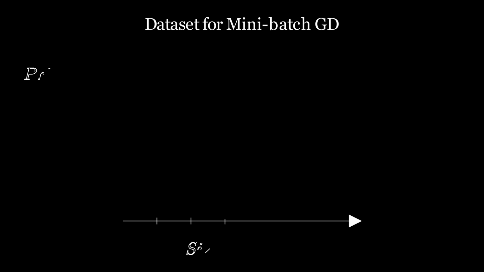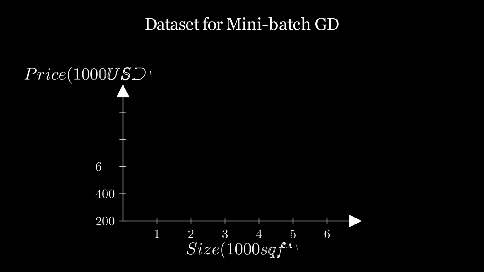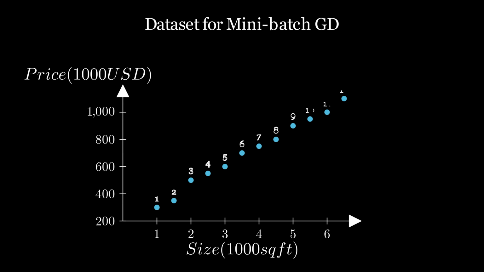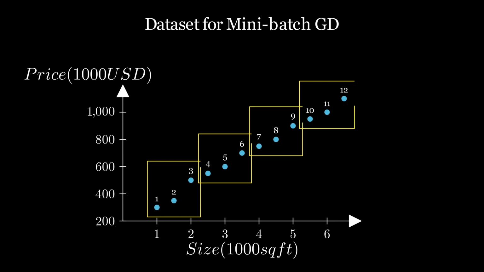Mini-batch gradient descent strikes a balance between batch GD and SGD by using small random subsets of data for each update. Let's use a house price dataset again, but now we'll process it in small batches. We'll divide these 12 points into 4 mini batches of 3 points each for our updates.